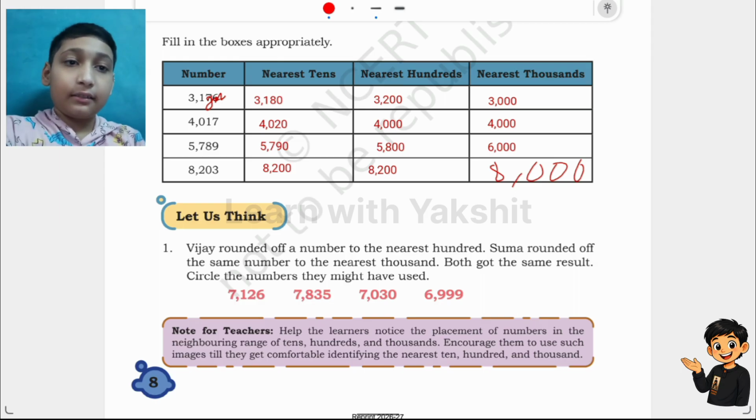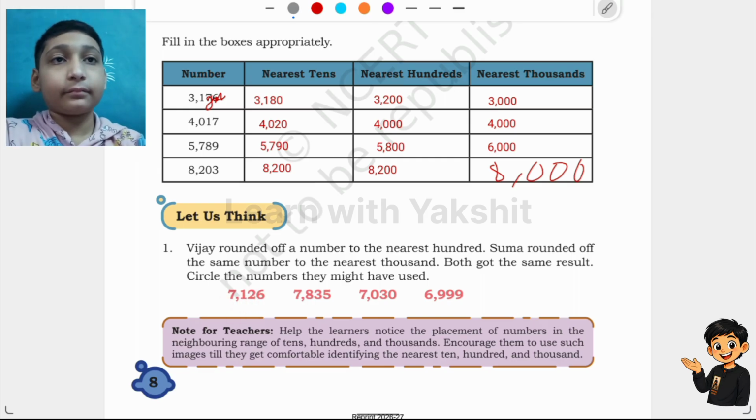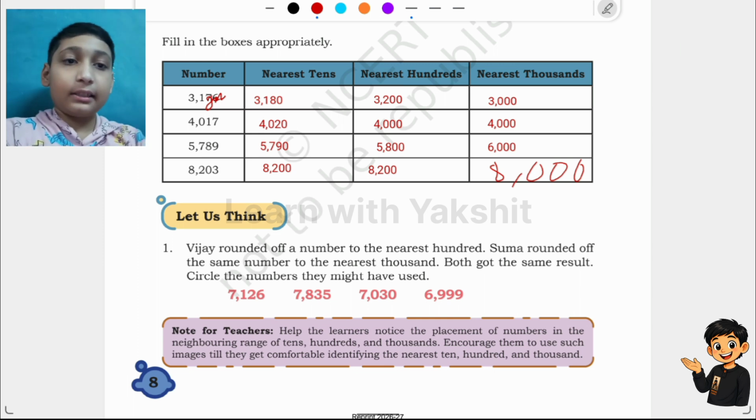Now we can see in this first one, the nearest hundred is 1,100. As we can see, this is below 700, like 7,150. So we'll cut the first two digits as that's our answer, or replace them with a zero.